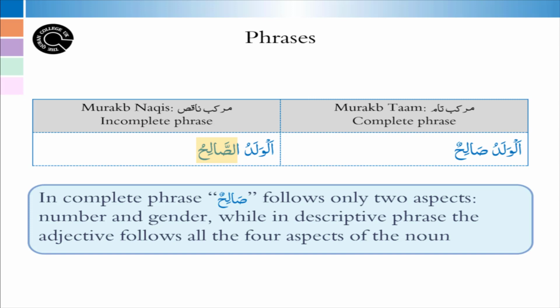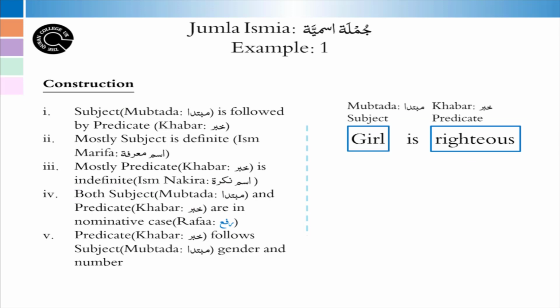We'll be looking at 5 examples by constructing different nominal sentences. In all the examples, we will keep the vocabulary simple so that you get the hang of it by applying all these rules. Our first example is a feminine singular noun: girl is righteous. For righteous we use salihun, for girl we use bintun. We will now apply these 5 rules.